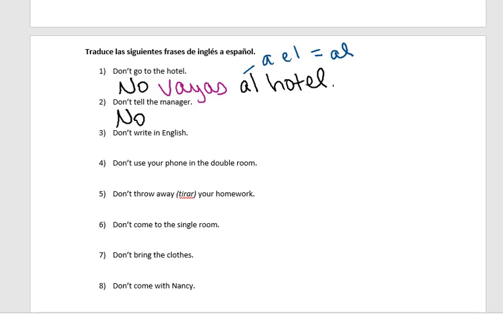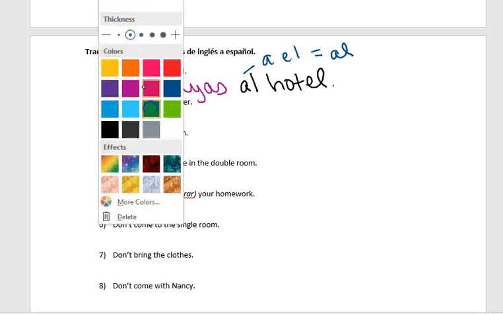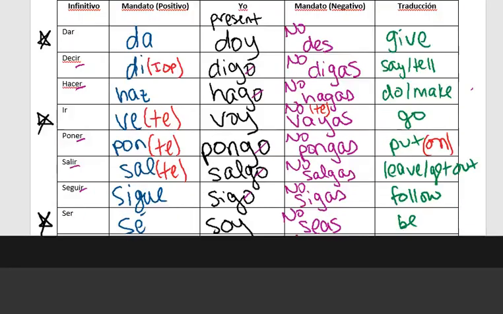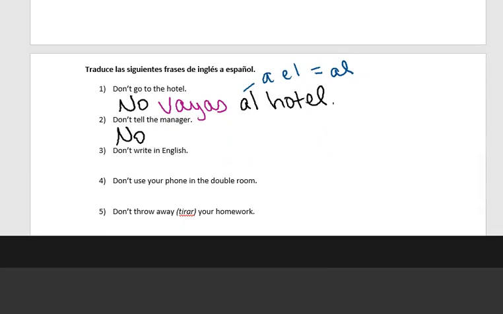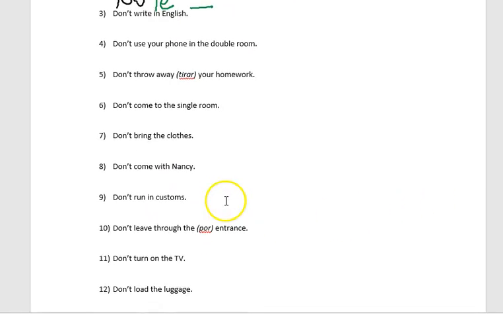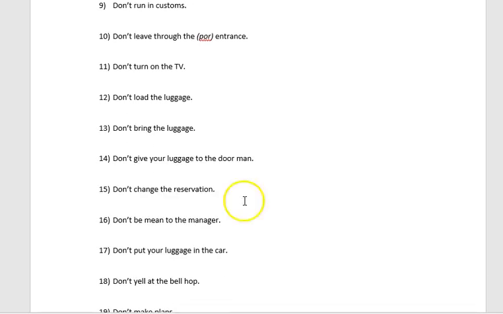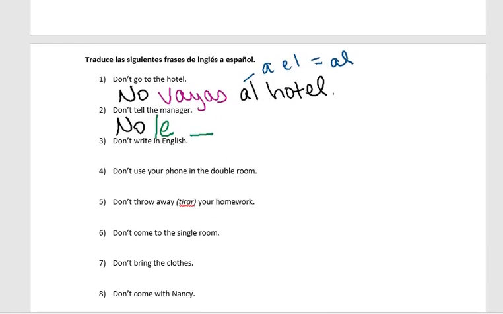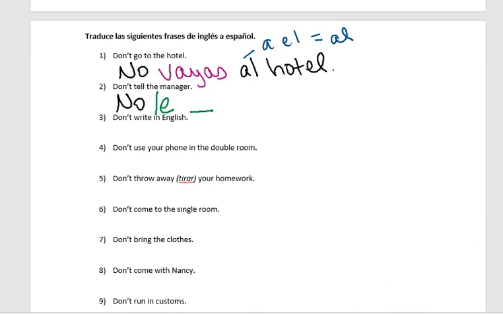As you go through, go ahead and do this. Our IOPs follow the rule here. So, for example, in número 2, don't tell the manager. You're going to put that IOP first. So, no le, and then do your verb, your negative command. Some verbs are thrown in here like tirar. If you have any other questions, make sure you let me know. I'll post the key at the end of this video so you can check your work when you are all done. Adiós.